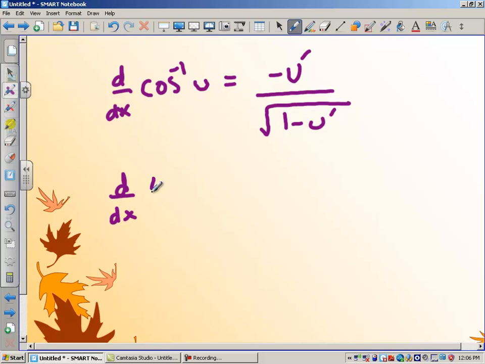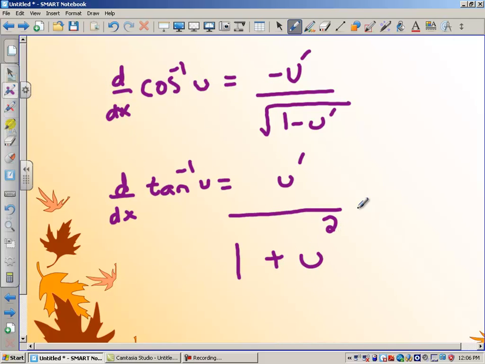The derivative of arc tan of u is u prime over 1 plus u squared. So there's your derivative of arc tan and arc cosine and arc sine, and those are the last things that you have to memorize for derivatives.